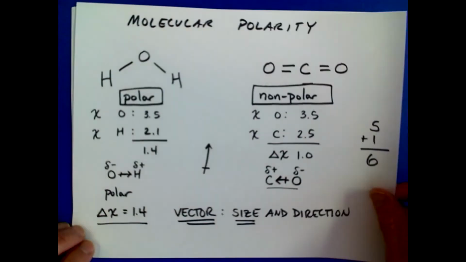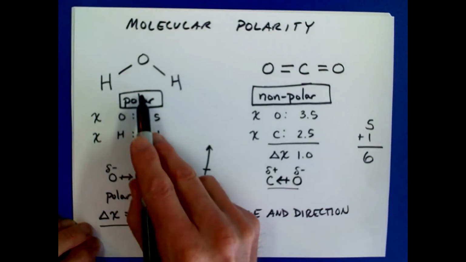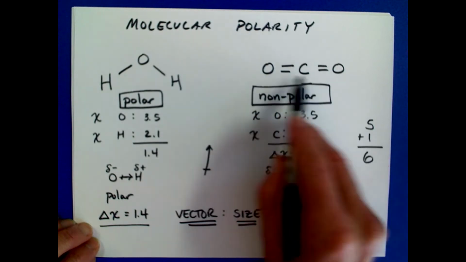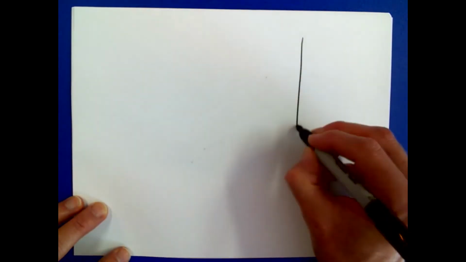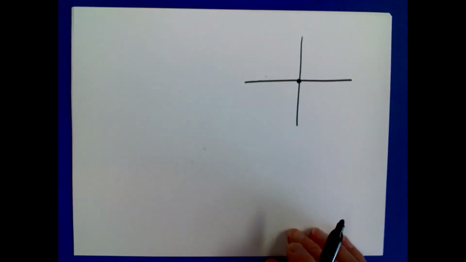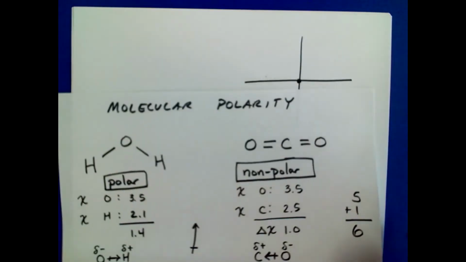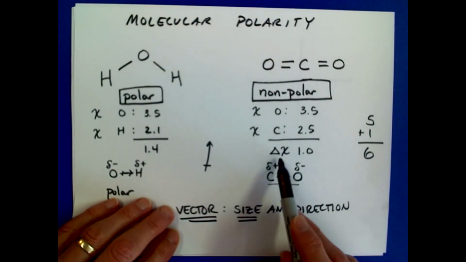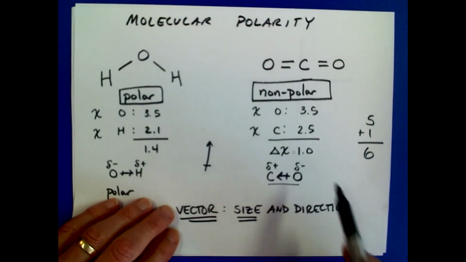So let's go back to our water molecule and our carbon dioxide molecule. We're going to do carbon dioxide first. I'm going to draw an XY axis here like this. And then I'm going to imagine the difference in electronegativity between carbon and oxygen. That was 1, wasn't it? That was 1.